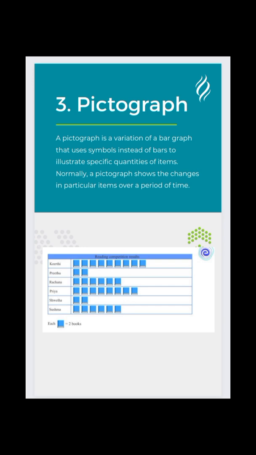Next up is pictograph. A pictograph is a variation of a bar graph that uses symbols instead of bars to illustrate specific quantities of items. Normally, a pictograph shows the change in particular items over a period of time. Here, we can see the pictograph of a reading competition result.